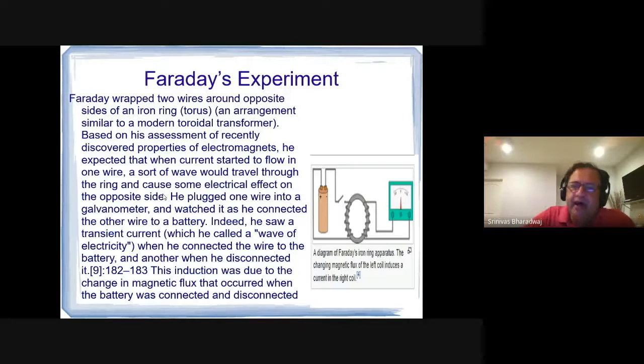He had an iron ring which had two circuits. One was connected to a battery, and the iron ring is called a torus. We have toroid and solenoid, right? The toroid is a circular ring, and what he did was, on one side he wound a full circuit which he attached to a battery. On the other side he had a ring which he attached to a measuring ammeter. We already looked at how ammeter and voltmeter work in the previous chapter, magnetostatics.